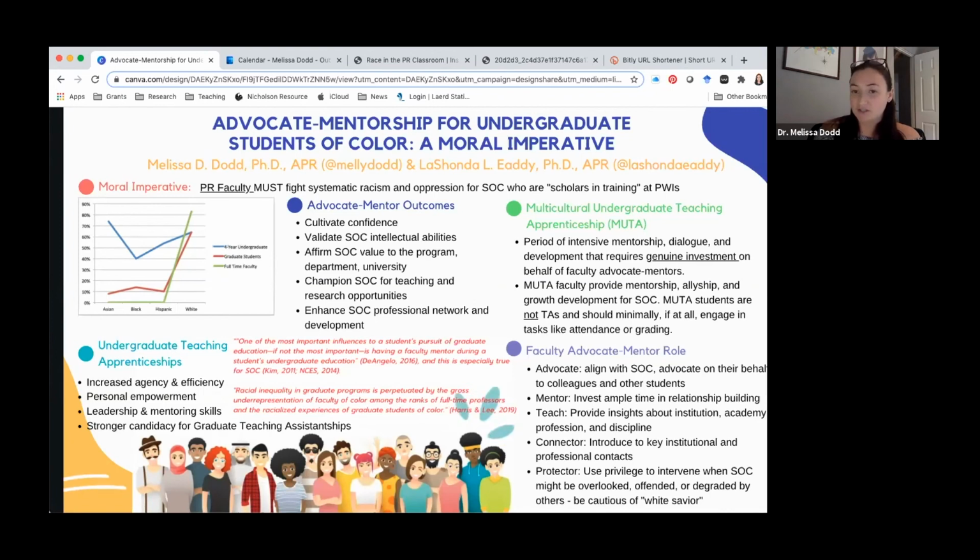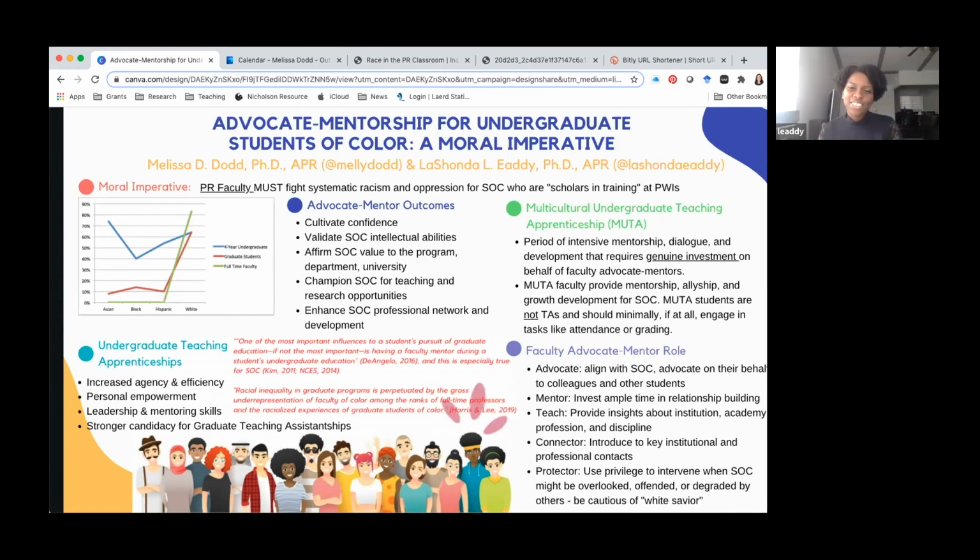And this is especially true for students of color. And then racial inequality in graduate programs is perpetuated by the gross underrepresentation of faculty of color among the ranks of full-time professors and the racialized experiences of graduate students of color. So thank you. LaShonda, can you take over?